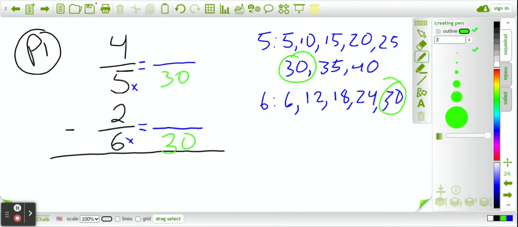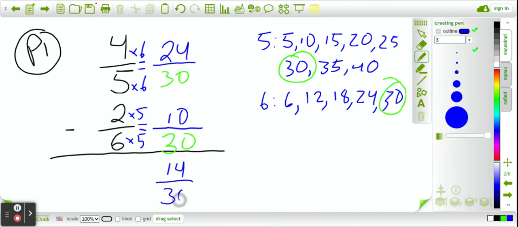Now you don't need a multiple list if you saw that right away. You could just go right to 30. So whatever we do to the denominator, we have to do to the numerator. So 6 times 5, so that would be 2 times 5, so that would be 10. 5 times 6, so that would be 4 times 6, which would be 24. 24 minus 10 is 14 thirtieths. Now I check, simplify, simplify, simplify.